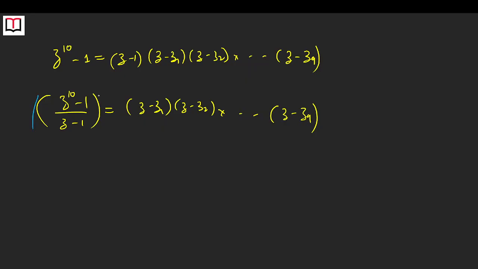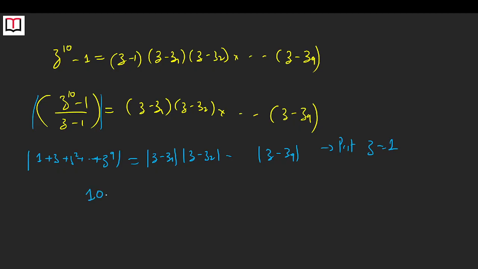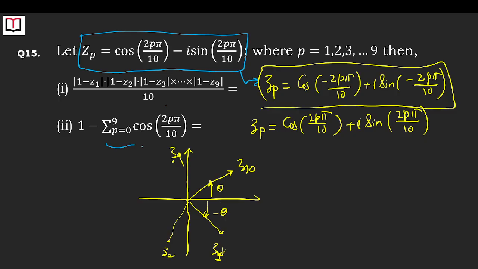Okay, and what is it? We have already done it. So it's nothing but mod of 1 plus z square plus dot dot dot z raised to the power 9. And then when you take modulus it gets distributed, mod of z minus z1 into mod of z minus z2 and so on, z minus z9, put z is equal to 1, because that's what we need. So this is nothing but 10, and this is mod of 1 minus z1 into mod of 1 minus z2, and that's what we need, 1 minus z9, whole divided by 10. So the answer is nothing but 1. So the answer is 1 here. That's what we needed. Okay, now the second one.